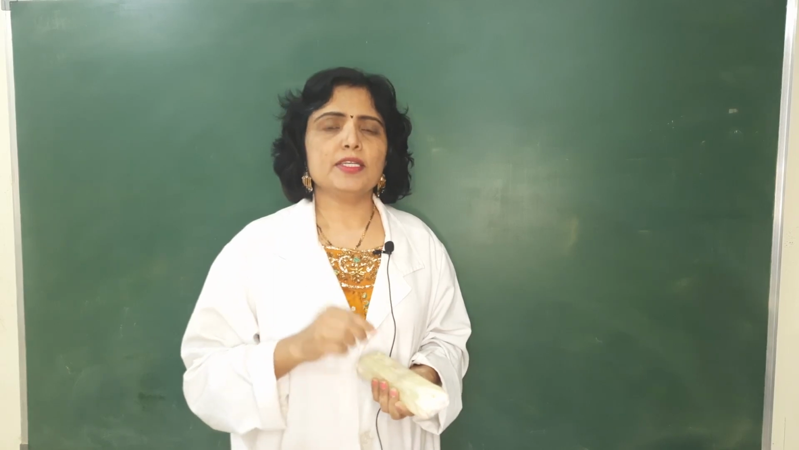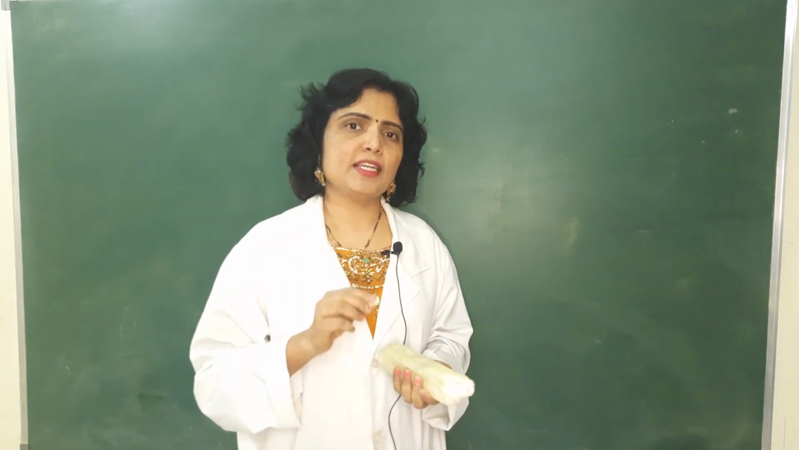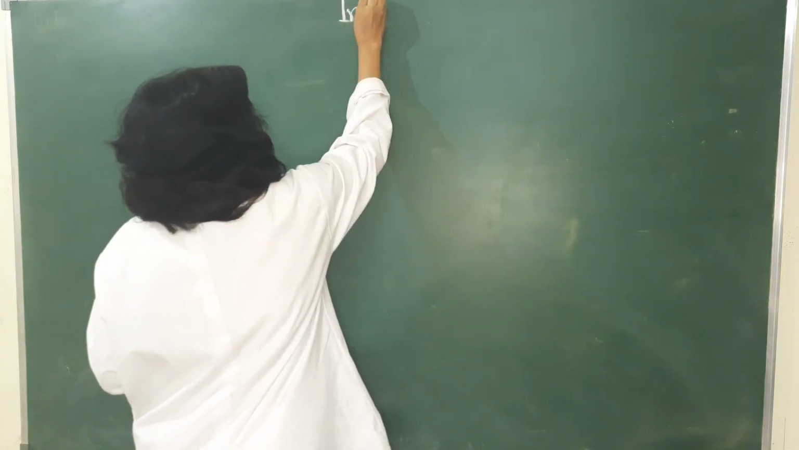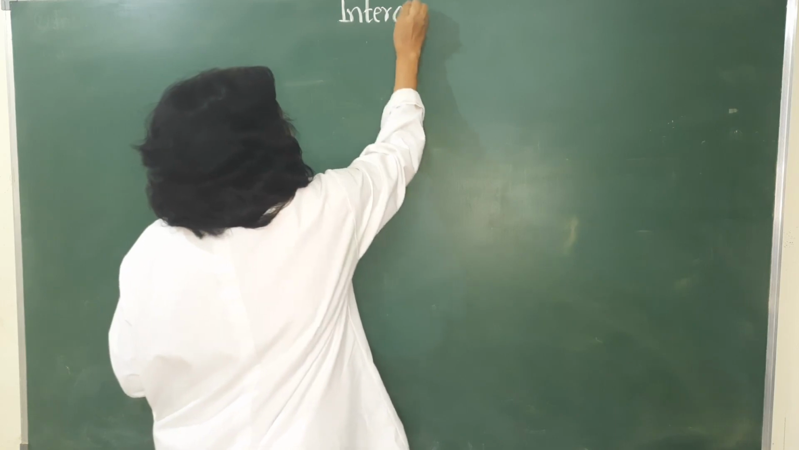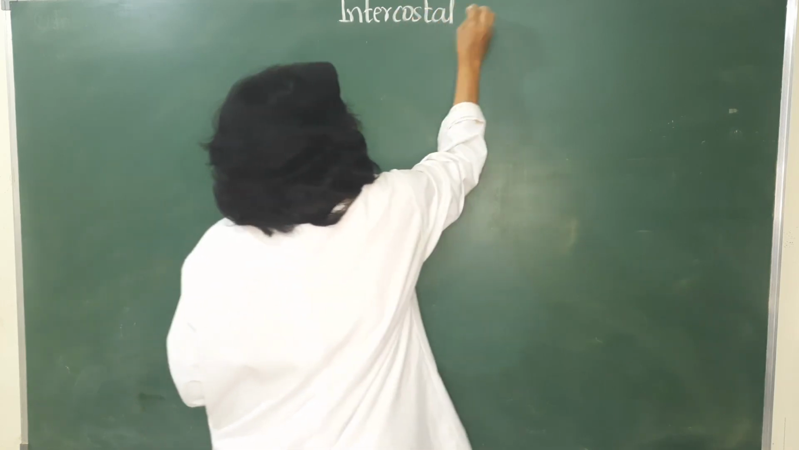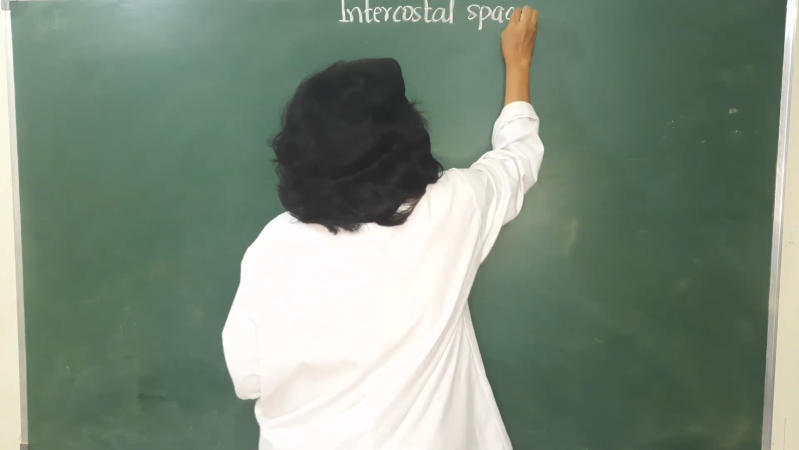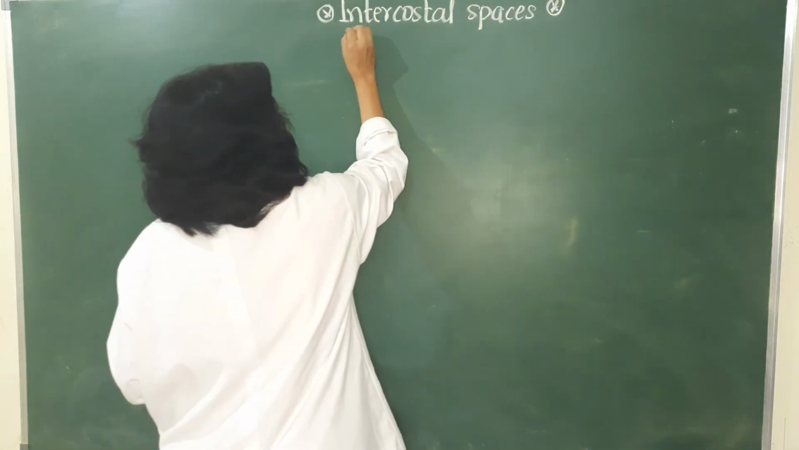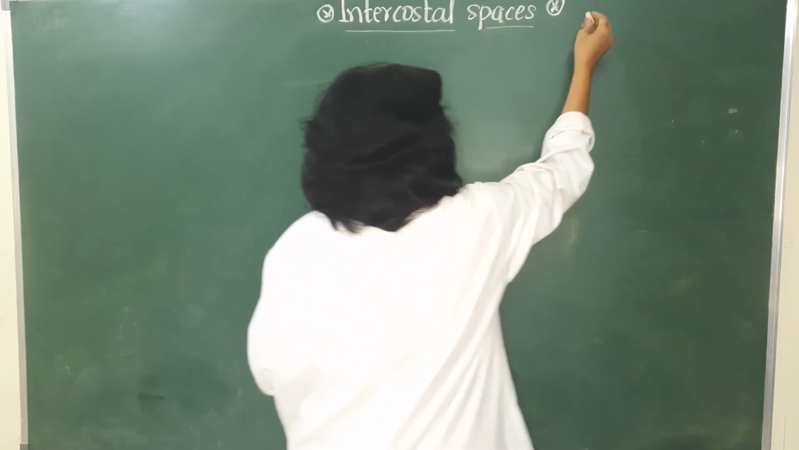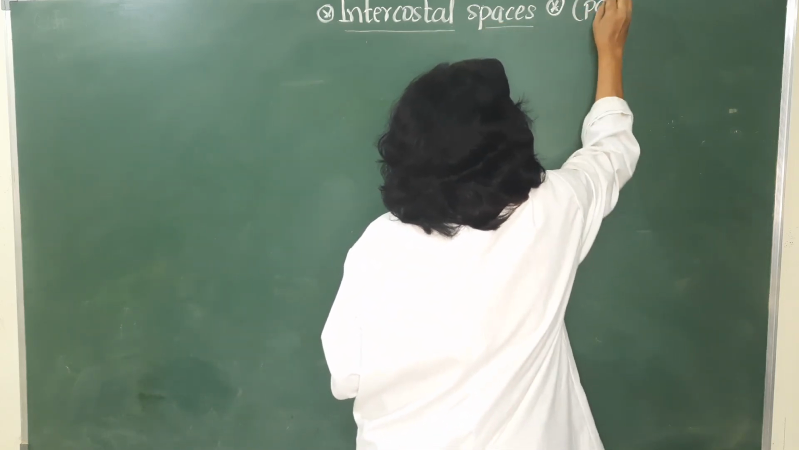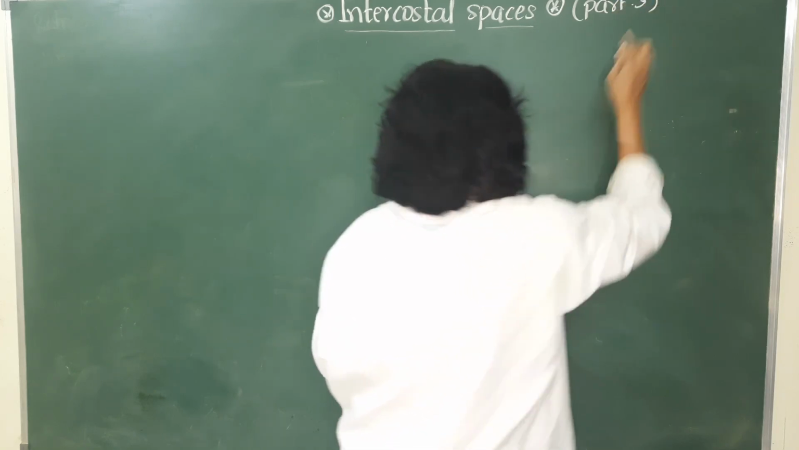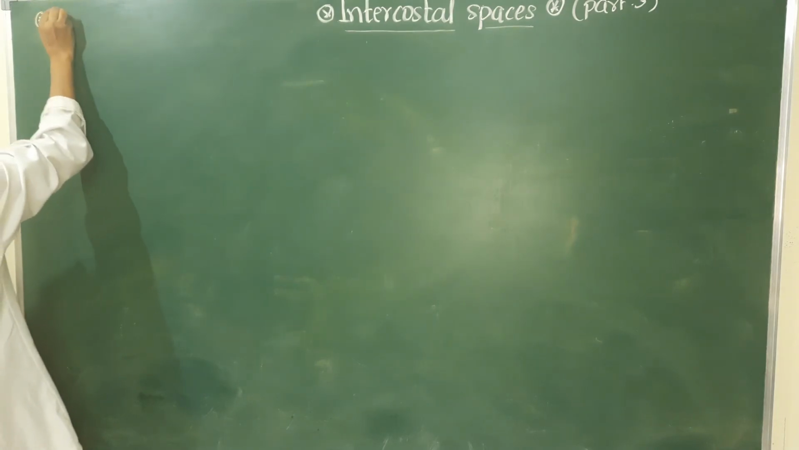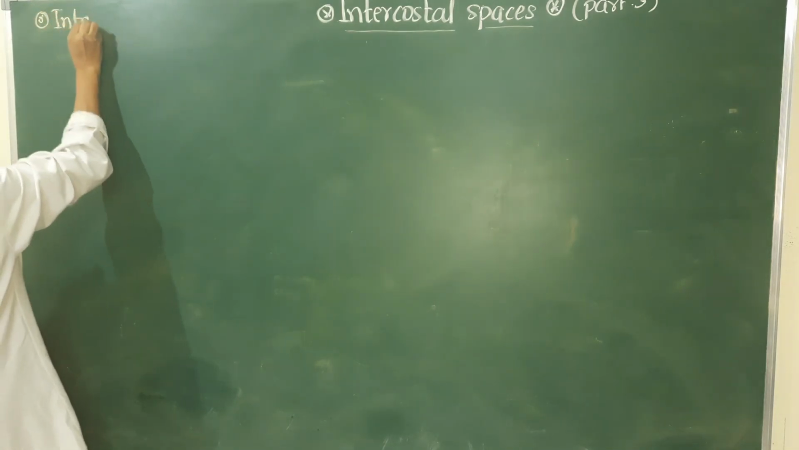Everyone, in today's video we are going to see about the intercostal arteries and intercostal nerve. We are in the intercostal spaces now. So intercostal spaces, we have already seen the contents of these intercostal spaces. What are the contents? Muscles are over in the previous video, so it is part 3 of intercostal spaces. So today we are going to see about the intercostal nerves and intercostal arteries.